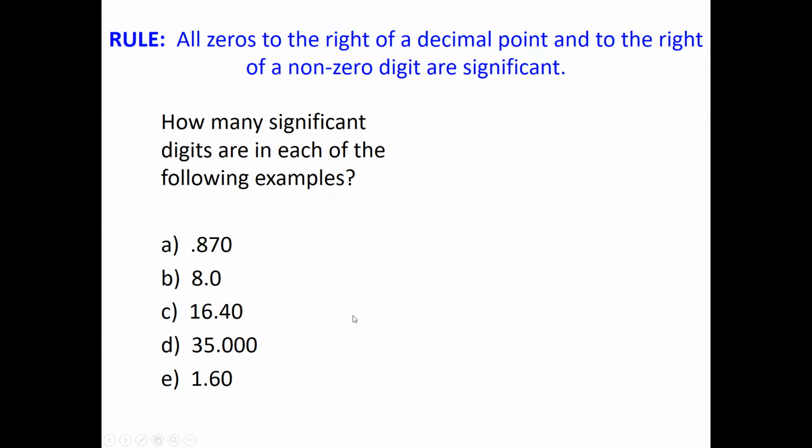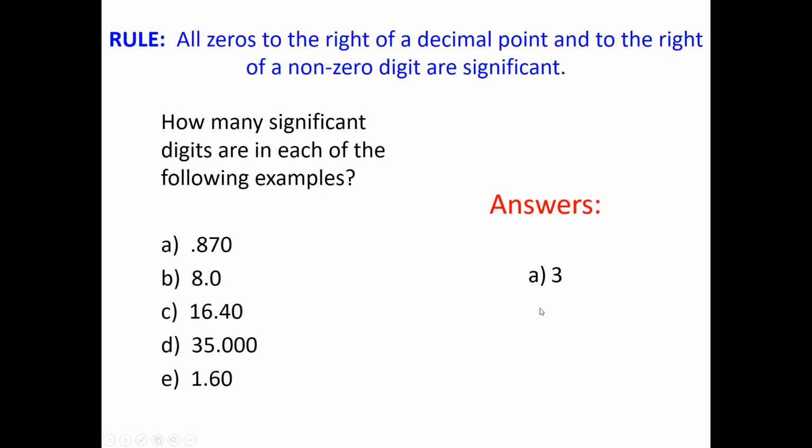Okay. Now we still have some decimals involved. So now if I have a zero that is behind a decimal and behind a non-zero number, so see, this zero right here is behind a decimal, and then it's also behind 8 and 7, then those are significant. So this one would have 3. The 8 and the 7 are obviously significant. This 0, because it's behind a decimal and behind a non-zero number, is considered significant.